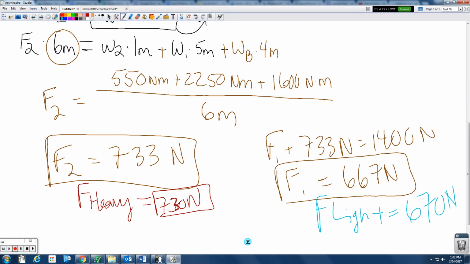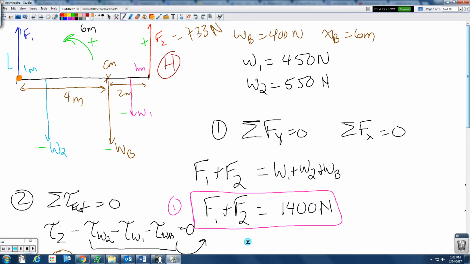Same process there as last time. You pick, we get a picture. We say, what do we know, what don't we know? Very good. We need to illustrate those distances so we can calculate the torques.